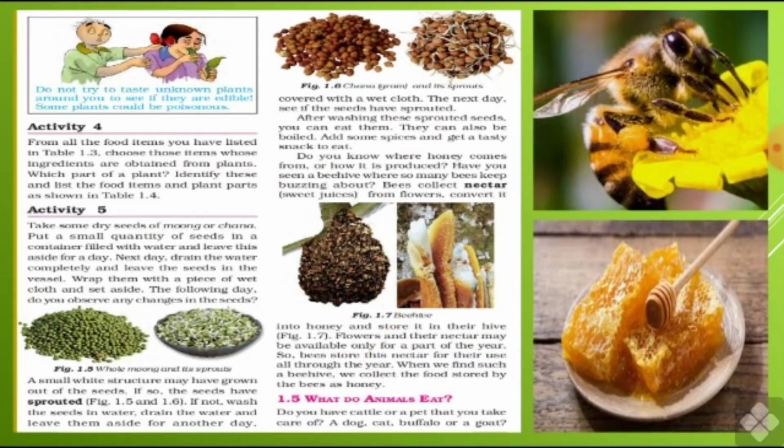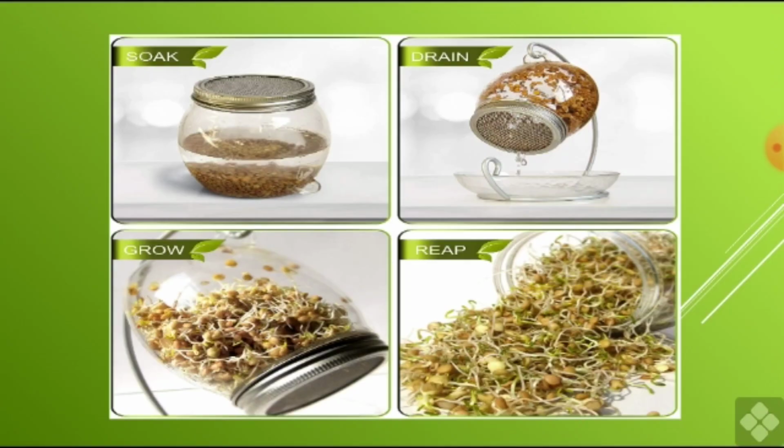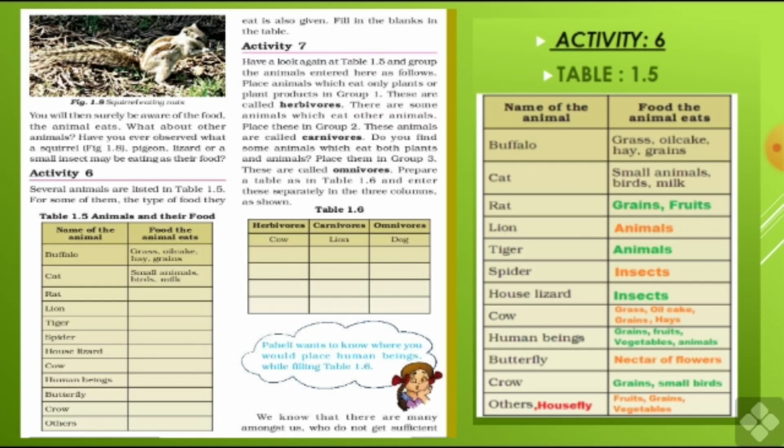In the next slide, I'll be talking about how the sprouts are made once again. You have to take the moong dal or the chana dal and soak it. The next day you have to drain out the water. Next you can see the growth, the white colored structure emerging out from the grains. When you see the sprouts, it is really healthy, nutritious food to eat. So, moving on to the next.